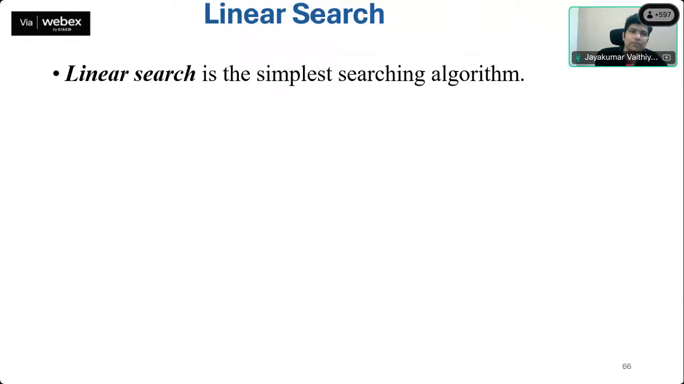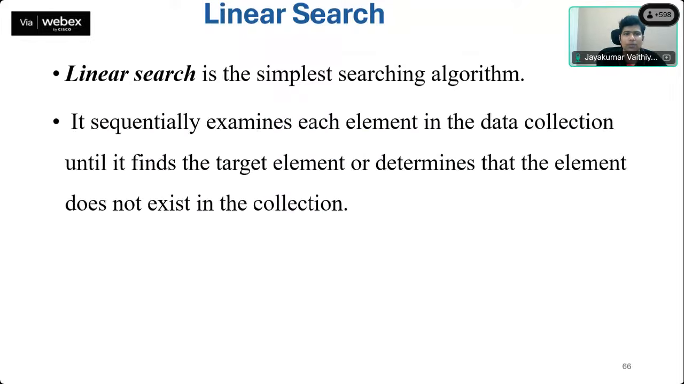So for searching, we will take linear search. Linear search is the simplest searching algorithm. It will search sequentially, one by one, in the given data collection. Until the targeted item is identified, it will keep searching. Otherwise, it will go up to the last element. So it will search from the first until the last element to see whether the given item is listed or not.